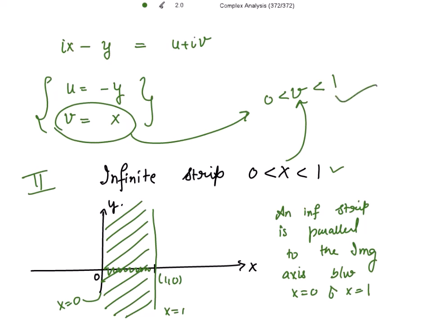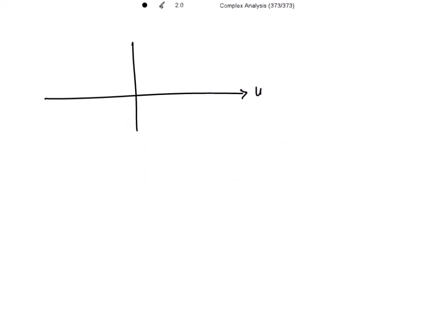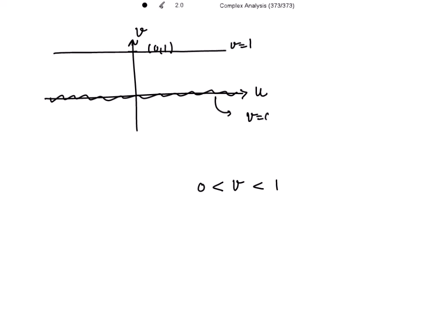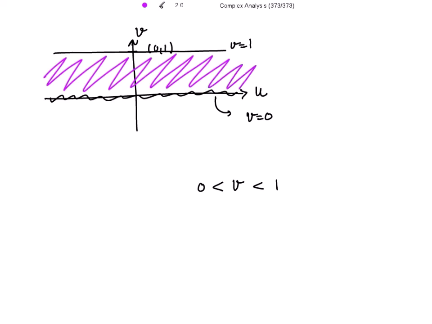So in this case, in the W plane, this is your U axis and this is your V axis. For the region V greater than 0 and strictly less than 1, V equal to 0 is this line. And for V equal to 1, let's say this is the point 0, 1. So this is V equal to 1. This is V equal to 0. And the region between these two lines is the image in the W plane. So the region is between 0 and 1, and 0 and 1 are not included.